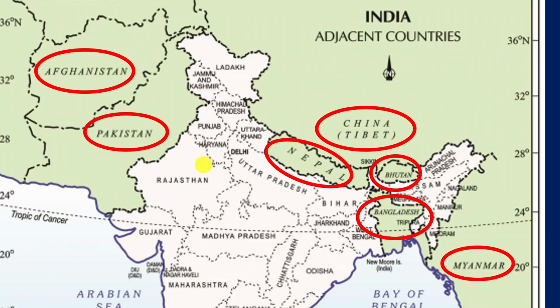The neighboring countries of India are Pakistan, Afghanistan, Nepal, China, Bhutan, Bangladesh and Myanmar. These are the 7 countries which share a land boundary with India.